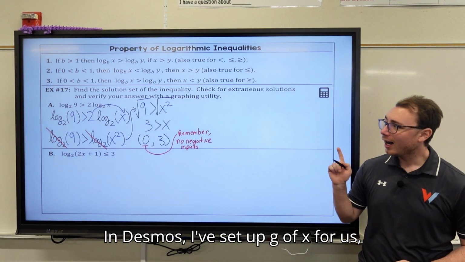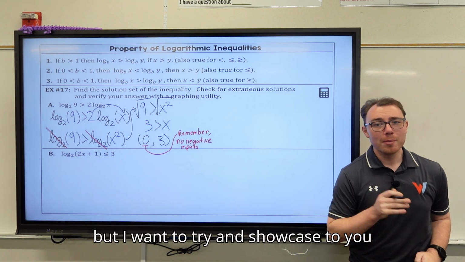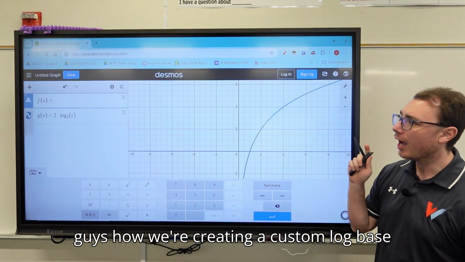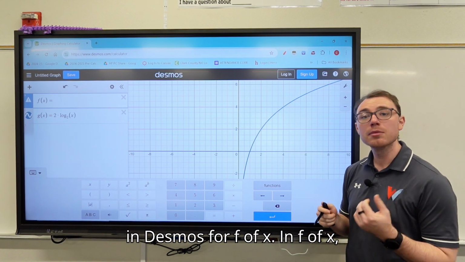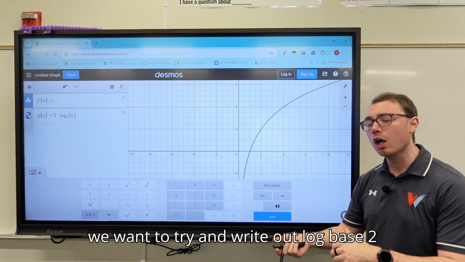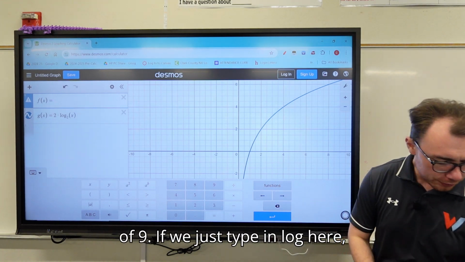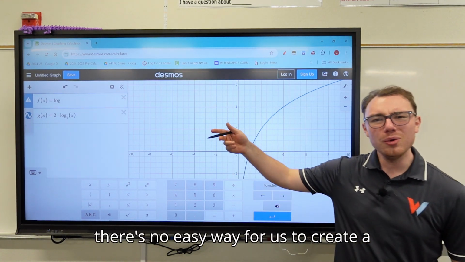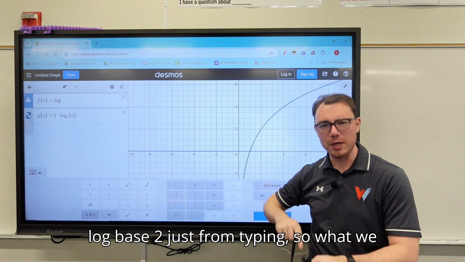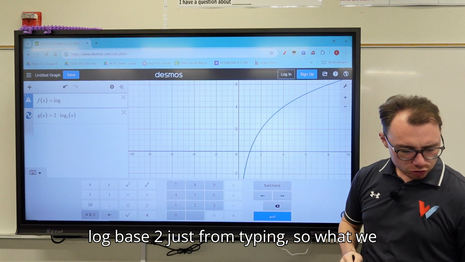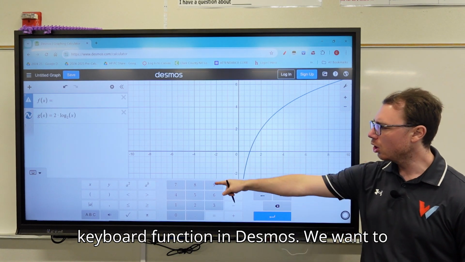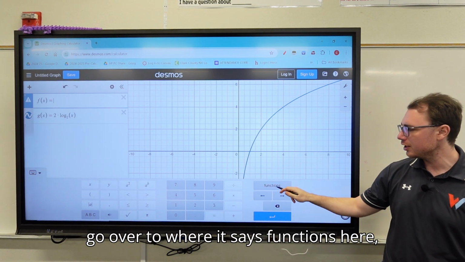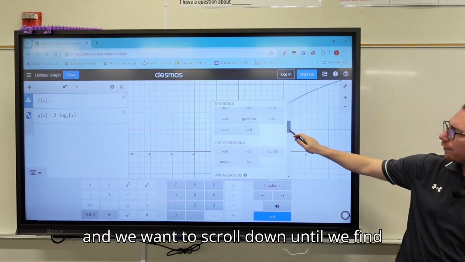In Desmos, I've set up g of x for us, but I want to showcase how we're creating a custom log base in Desmos for f of x. In f of x, we want to write out log base 2 of 9. If we just type in log here, there's no easy way to create a log base 2 just from typing. So we want to open up the keyboard function in Desmos.